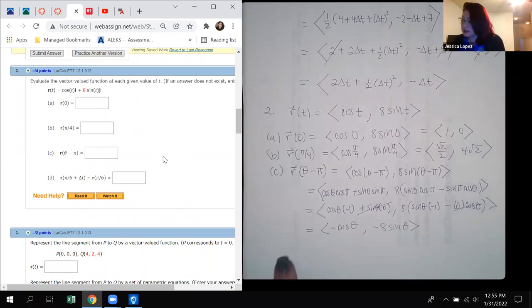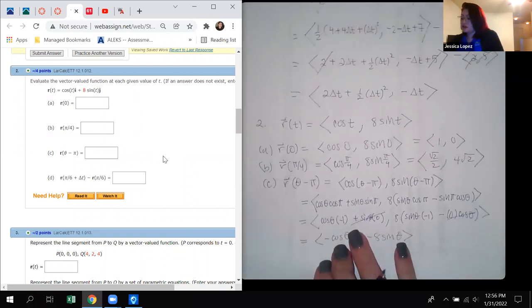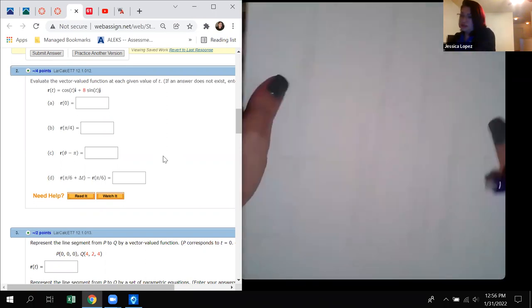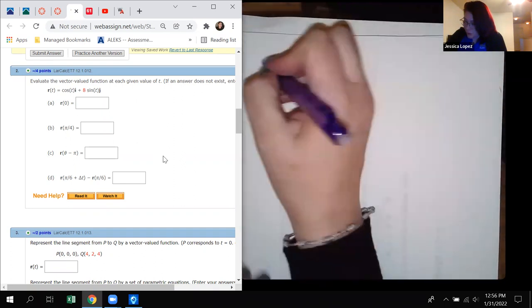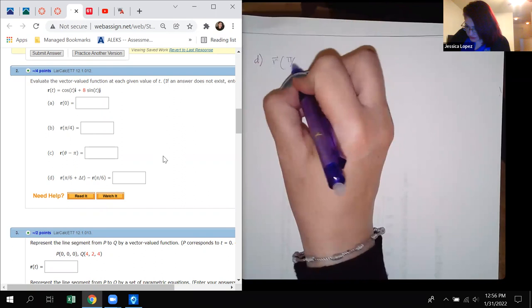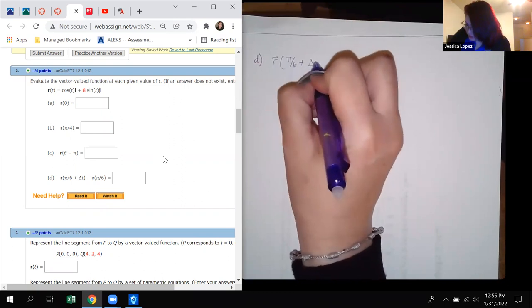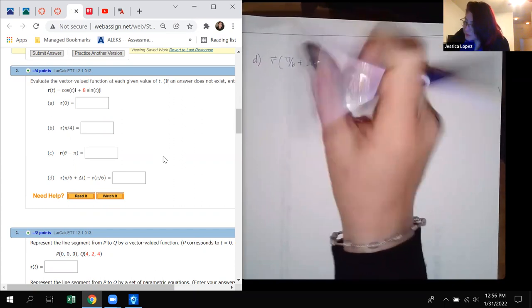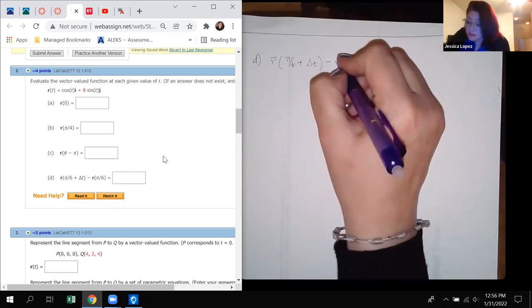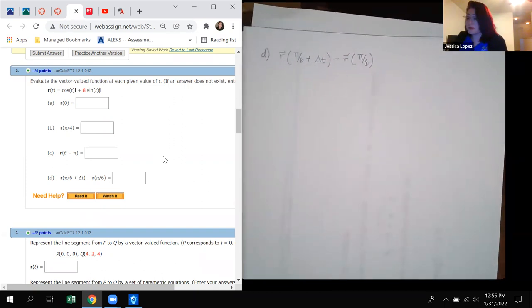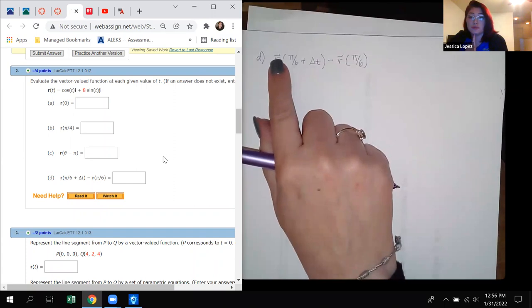Now for D, again, I need more space than this. So let me do part D on another sheet of paper. And that is R of pi over 6 plus delta T, minus R of pi over 6. Now be very careful when you're writing on your paper that if you are talking about a vector, you do need to use your vector notation, okay?